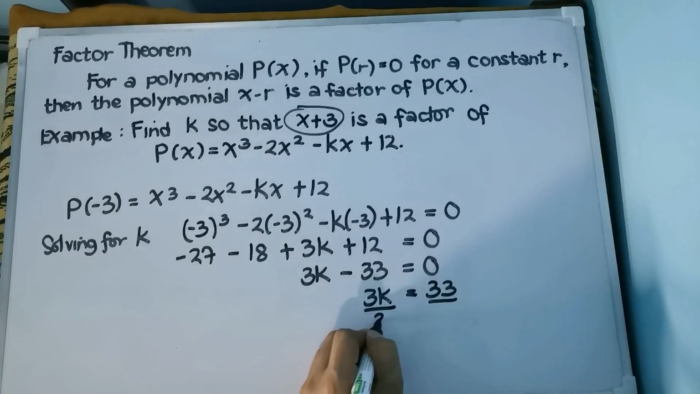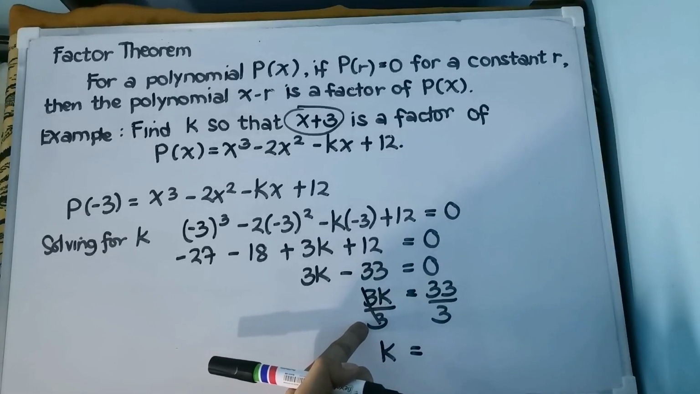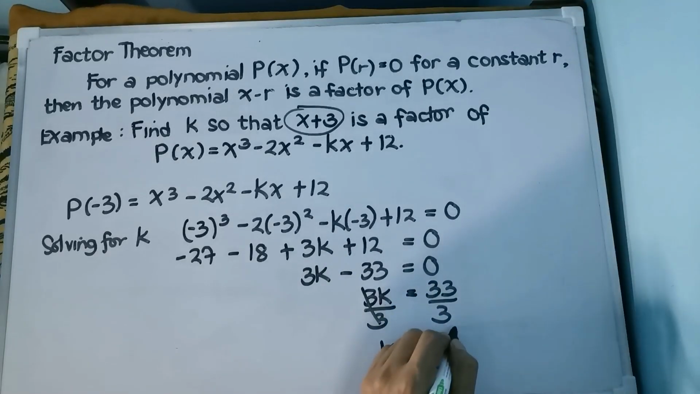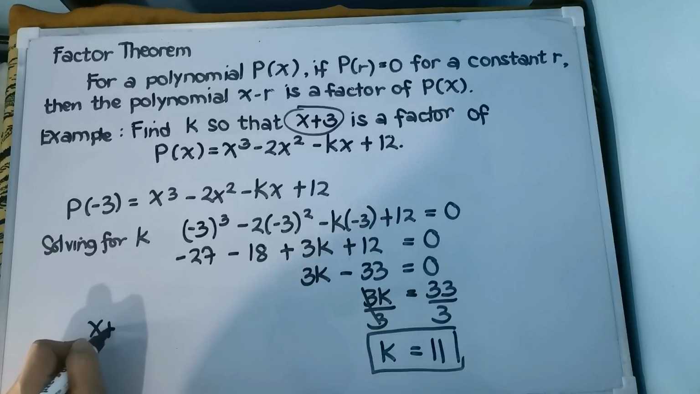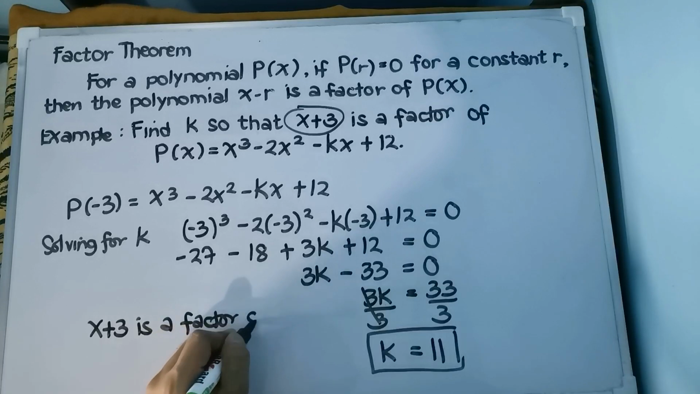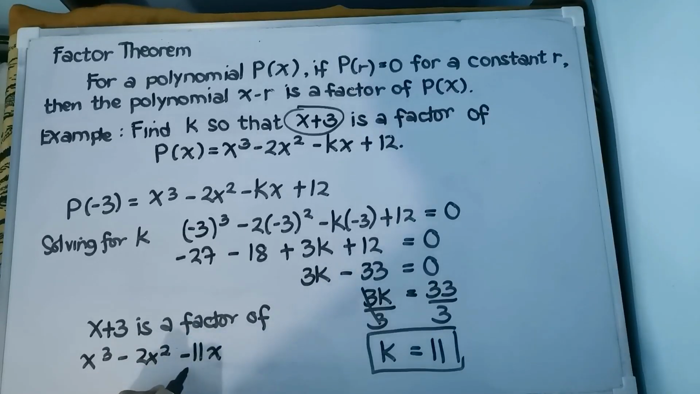So divide both sides by 3. So k, cancel natin to. Or applying the MPE, we just multiply both sides by 1/3. So 33 divided by 3 is 11. So therefore, the value of k must be 11. So we can now say that x plus 3 is a factor of x cubed minus 2x squared minus 11x. So ito yung value ng ating k plus 12.